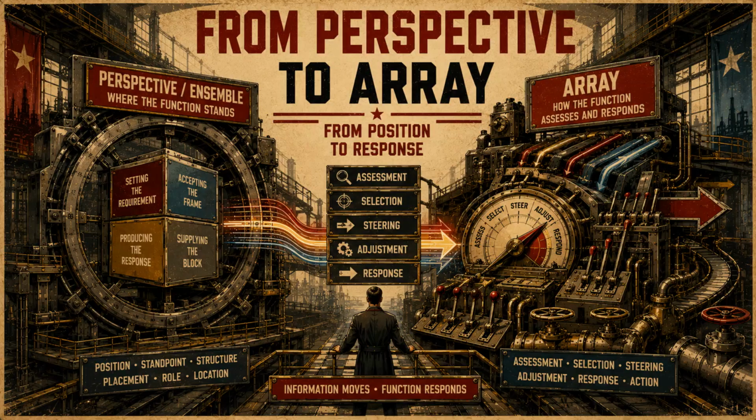In the previous video, we looked at perspective or ensemble. Perspective asked where a function stands inside the block. Is it setting the requirement? Is it accepting the frame? Is it producing the response? Or is it supplying what the block needs? Array shifts the question. Now, we are not mainly asking where the function stands. We are asking how it behaves when it forms an assessment and moves toward response.